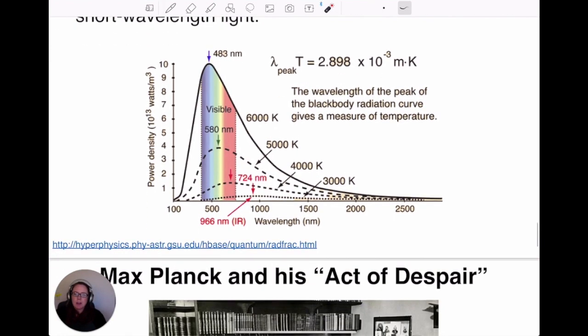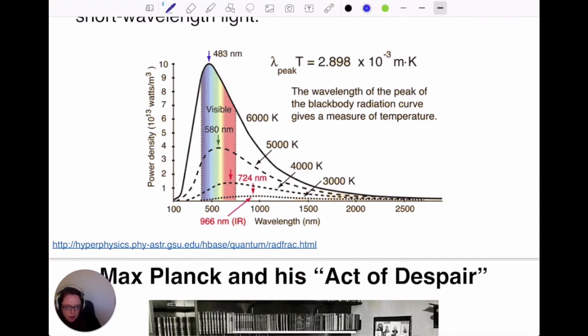This is from a physics website, and I found this figure really helpful. It's got a lot of information on it, so I'll take you through it kind of slowly. The first thing we always want to do anytime we're looking at a graph is see what our axes are. So our x-axis is wavelength, and this is in nanometers.